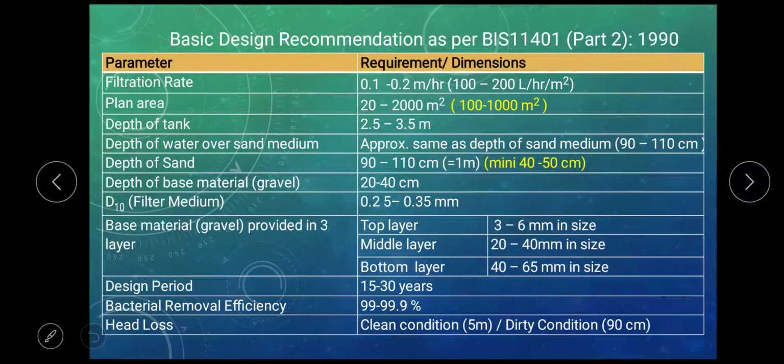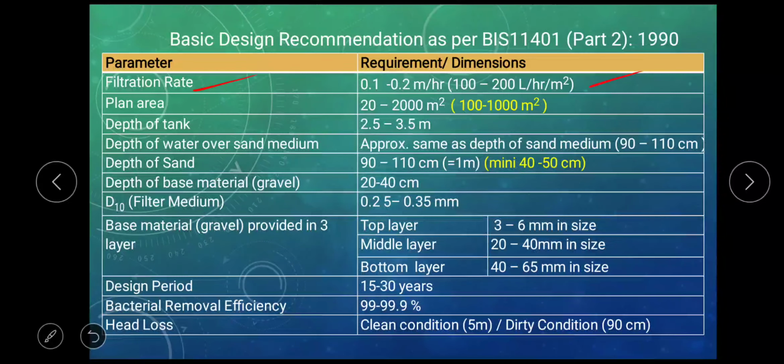CPHEEO and BIS 11401 part 2 give some recommendations for the slow sand filter. Filtration rate may vary from 0.1 to 0.2 meter per hour, or 100 to 200 liter per hour per square meter. Plan area of the filter may vary from 20 to 2000 square meter. Generally we take 100 to 1000 square meter. Depth of the filter varies from 2.5 to 3.5 meter. Depth of the sand and depth of the water will be approximately the same, that is 1 meter. Depth of the base material varies from 20 to 40 centimeter.